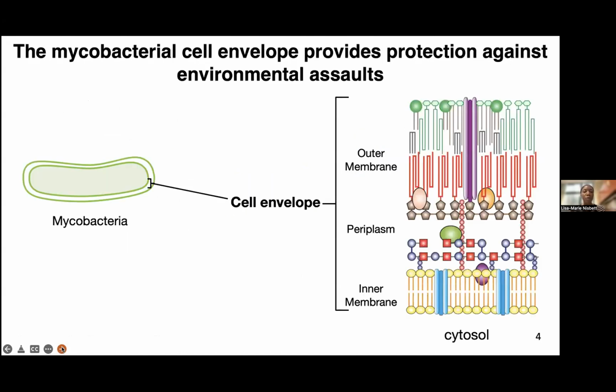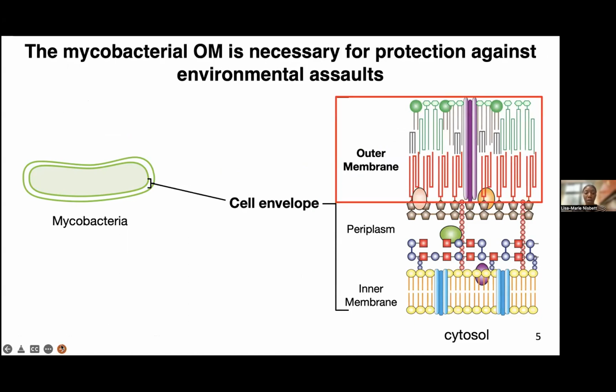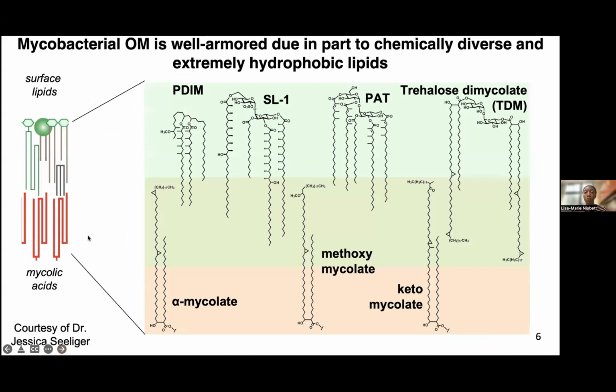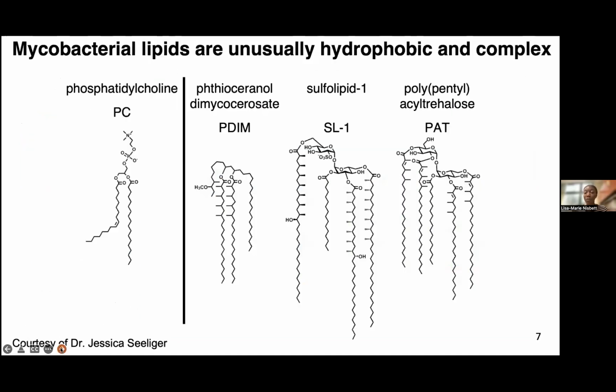To protect themselves from these environmental assaults, mycobacteria possess a structure called the cell envelope, which is comprised of an outer membrane, a periplasmic layer, and an inner membrane. The protection that the cell envelope confers is due to the outer membrane, which is a very well-armored structure due to an array of molecules, including lipids that are chemically diverse and extremely hydrophobic. As you can see, these lipids are not your everyday lipids. Compared to phosphatidylcholine, which is typically found in the membrane of our cells, mycobacterial outer membrane lipids are very large, very complex, and very hydrophobic due to these very long hydrocarbon chains.